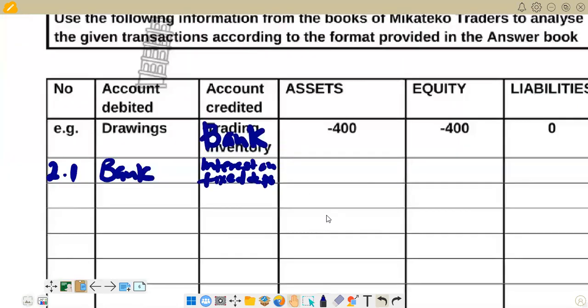So we come here and maybe indicate those ones. We've got a plus 1,000 under assets, and under equity also, we have a plus 1,000. So this is the effect in terms of the accounting equation.